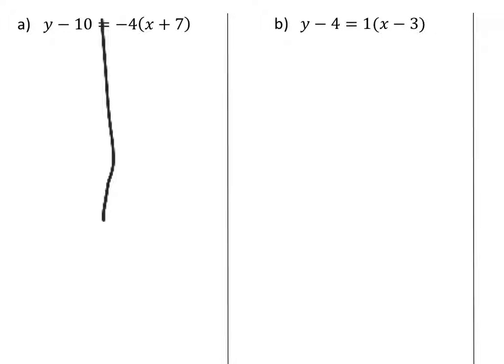So it looks like right now I'm just going to look through. On the left, I have y minus 10. I can't do anything. On the right, I have a distribution problem. So I'm going to give that negative 4 to everything inside the parentheses. I get negative 4x minus 28. So now again, I need my a and my x's on the left side. So since x in this case is negative, I'm going to add 4x to both sides.